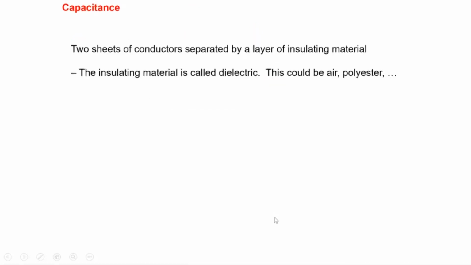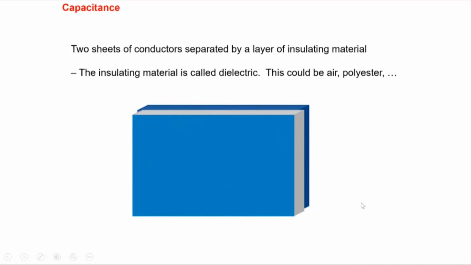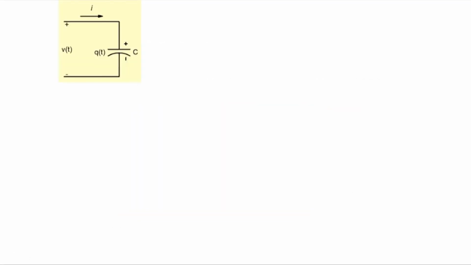All right, so capacitance, we all know, consists of two plates with a dielectric in between. The dielectric could be anything: air, polyester, many kinds of dielectrics are there. All right, some very simple concepts associated with a capacitor. So we have a capacitor here. There's a current I and a V and a charge here. So I'll go very quickly. All of you know it.